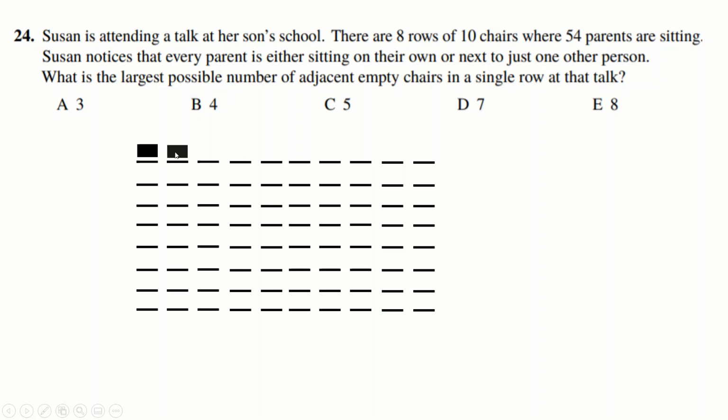So let's have this person sitting next to someone else. And then we can't have someone here because then this person will be sitting next to 2. So we have to leave someone here, put someone there. But then we can put someone there, because then these two can sit together, but we have to leave one, and so on. And we can also put someone here.